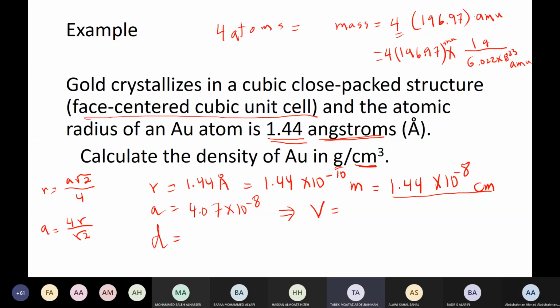6.74 times 10 to the power minus 23. I got it as 6.76 times 10 to the power minus 23. Yes, I get it, 6.76. Okay, find the density quickly.